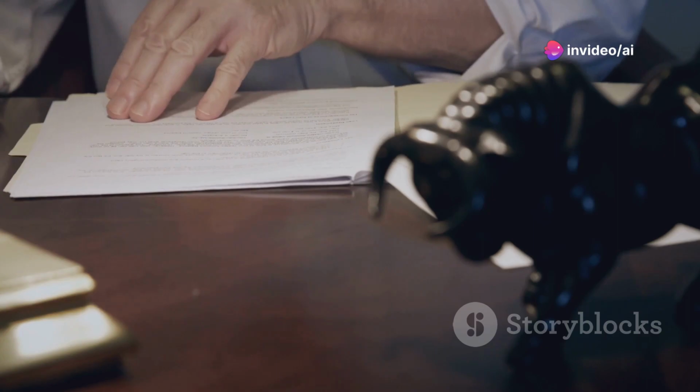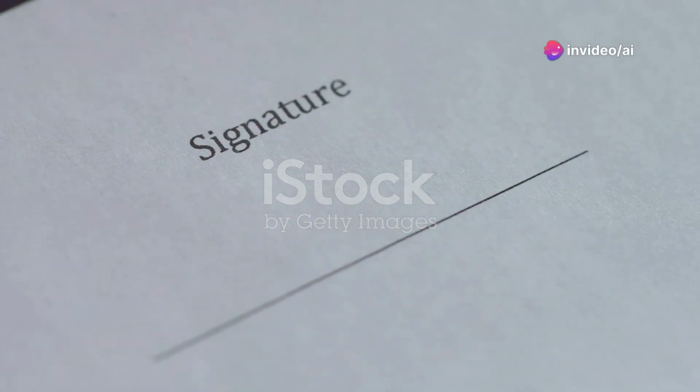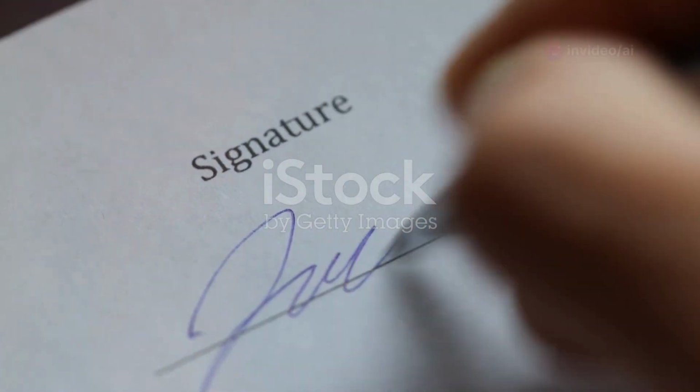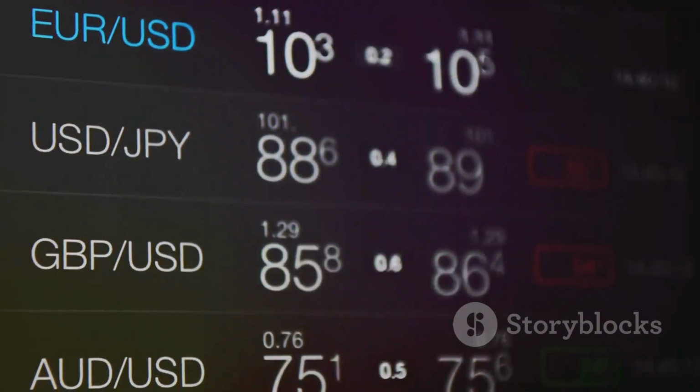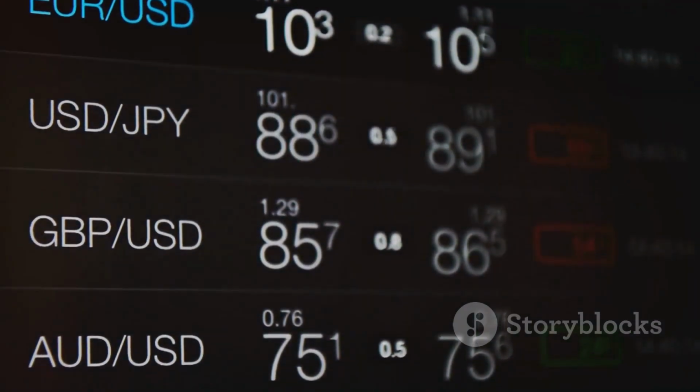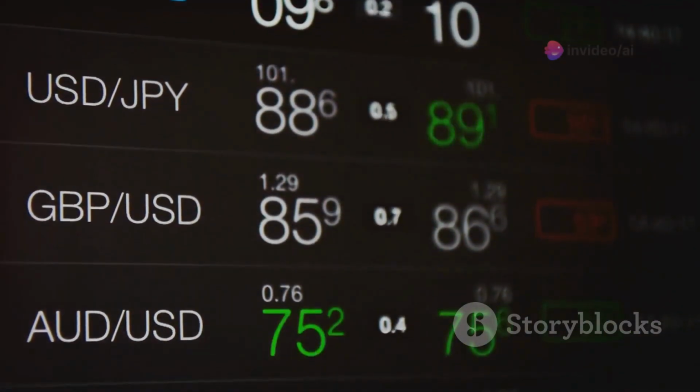Let's delve into the types of hedging. Forward contracts: these are agreements to buy or sell an asset at a specified price on a future date. Forward contracts are used to hedge against price movements in commodities, currencies, and other assets.